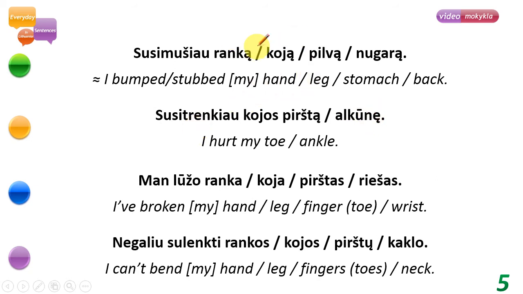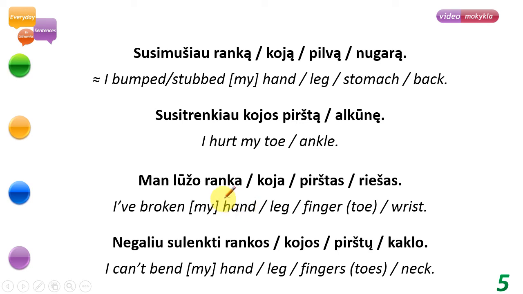You can also use these words in this sentence. Susitrenkiau ranką, susitrenkiau koją, susitrenkiau pilvą, susitrenkiau nugarą. You can use all those words because you can hurt all of those body parts. Okay, let's go on.